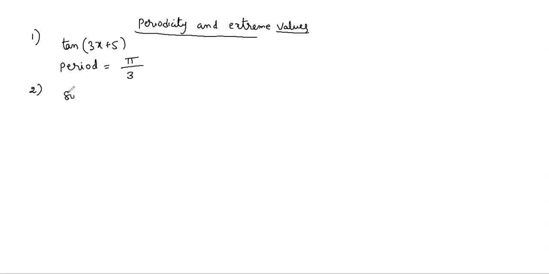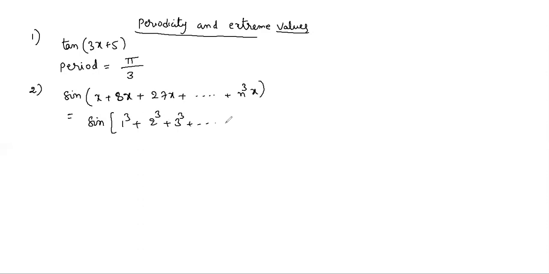Next, the second one is the period of the function sine x plus sine 8x plus sine 27x and so on plus sine n cube x. So if you take x common, you can write 1 cube plus 2 cube plus 3 cube plus and so on plus n cube into x. The sum of cubes of the first n natural numbers is n square into n plus 1 whole square by 4, into x.